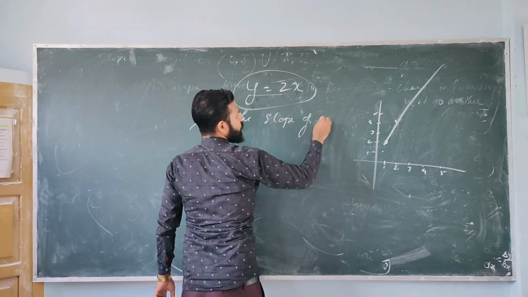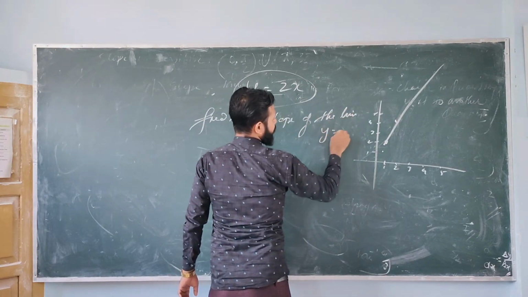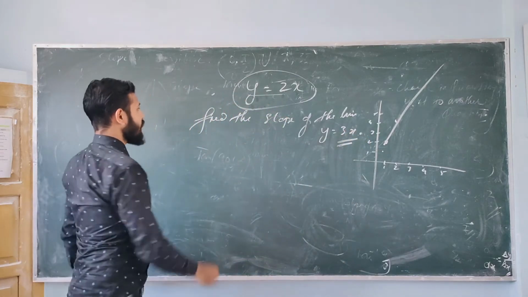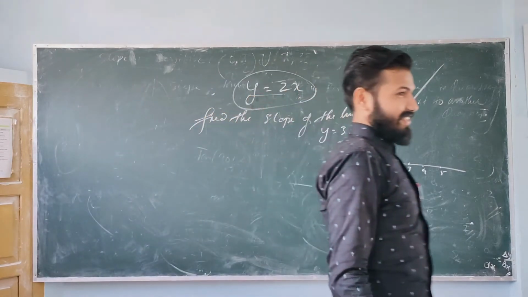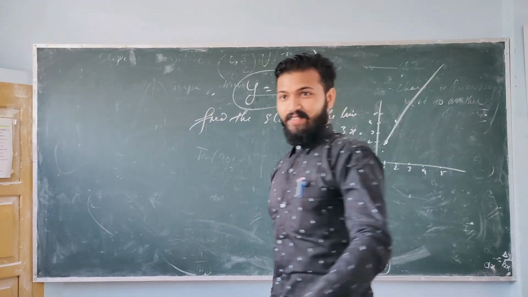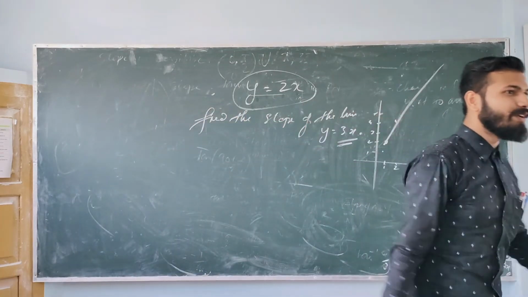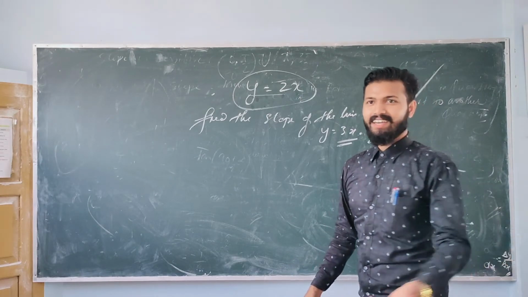Find the slope of the line y equal to 2x. What will you do? If you are smart enough, you will do the derivation. If you are just a beginner, then you will take points.